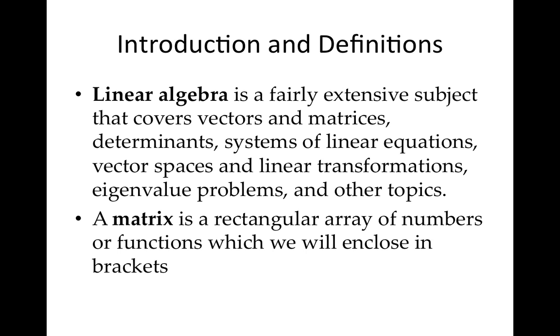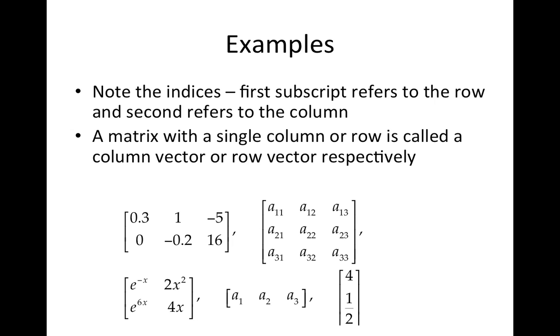So the definition of a matrix is it's a rectangular array of numbers or functions that is usually enclosed in brackets. Here are some examples of matrices. I want to refer you to the one with the A's with the subscripts. So these are referred to as indices. They refer to row and columns. The first subscript refers to the row and the second subscript refers to the column. So for example, a23 is a specific reference to the second row, third column element in the matrix.